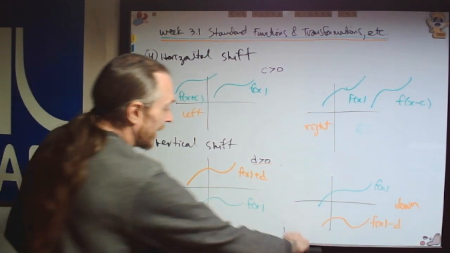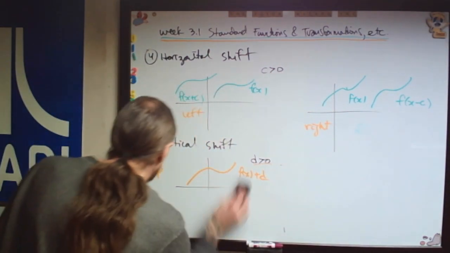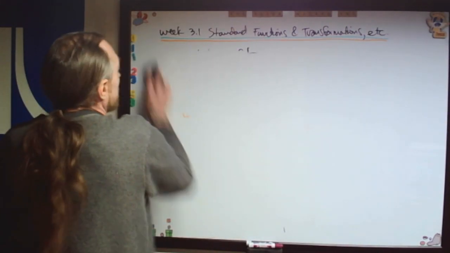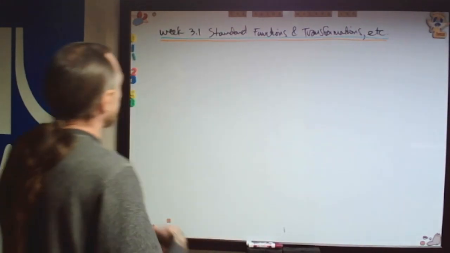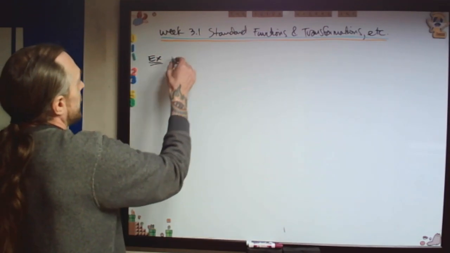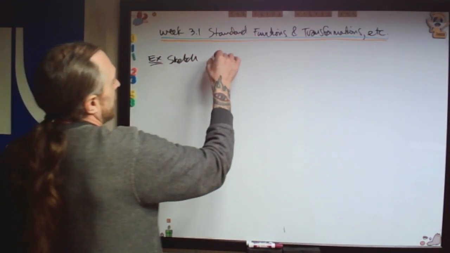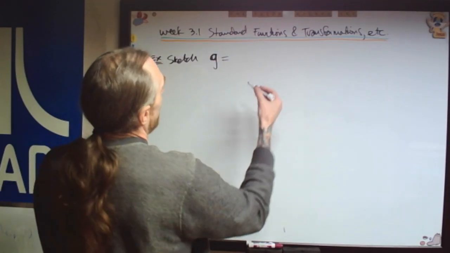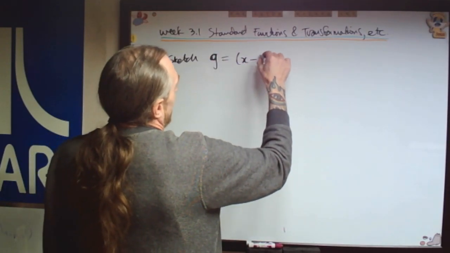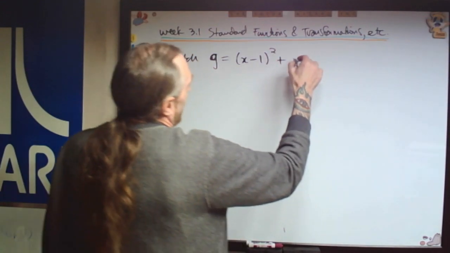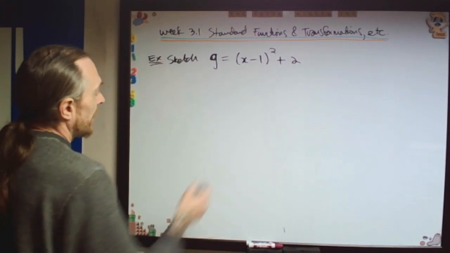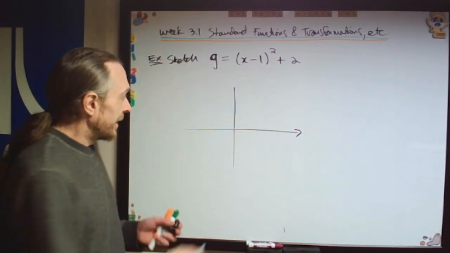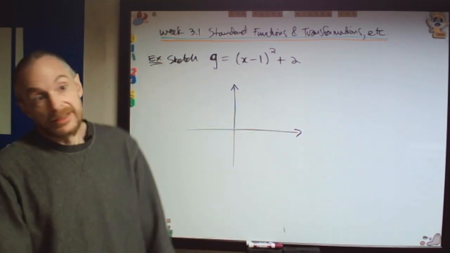Let's do an example. I have a meeting to get to. All right, example. Sketch g of x equals x minus 1 squared plus 2. I'll do more examples in the next video. I just have to end this video because I have a meeting that I realize I have to get to also. Busy schedule.